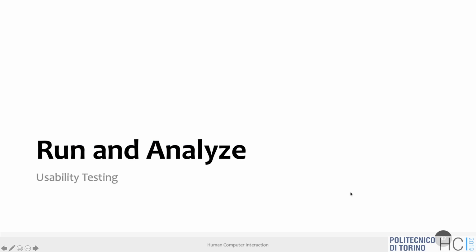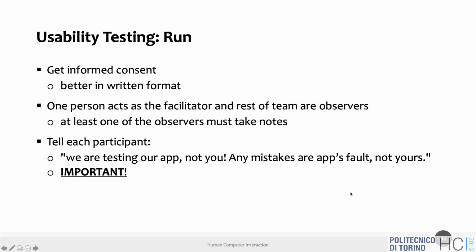You also tried your script with some friends, possibly, and so you are ready to start the running and analyzing phase of the testing. So for running, you just fix a place, fix a time, get the participant in, the facilitator reads the script, typically gets informed consent, better in written format. And the facilitator, this is very important, has to tell each participant, in the script and during the testing, that you are testing the application, not the person.